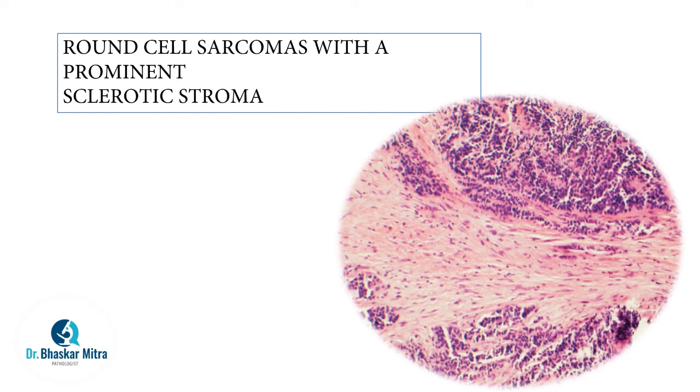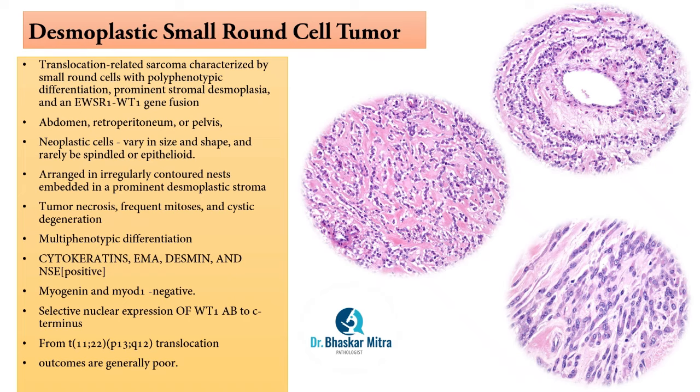Now we started with the Ewing's group of tumors, with sheets of small round cells, then small round cells with matrix or some amount of differentiation. Now comes the next group, where we can see the round cell sarcomas with a prominent sclerotic stroma. So there are 3 things in my hand. One is only small round cell tumor. Second is the small round cell tumor with presence of matrix. Third is the small round cell tumor with presence of some amount of sclerotic stroma.